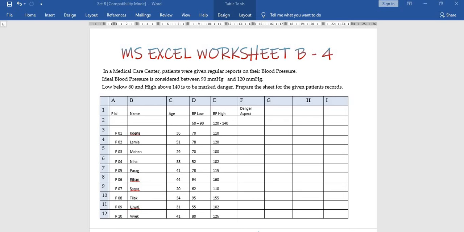Similarly, high is expected to remain at 120, to be stretched up to 140. If it goes beyond 140, then it will be marked as danger. So, the danger aspect can be prepared with the help of a formula based on the numbers in the cells of low pressure's value and high pressure's value. So here, if I would like to know what the danger aspect is, I'll have to see that this is not less than 60 and this is not more than 140.